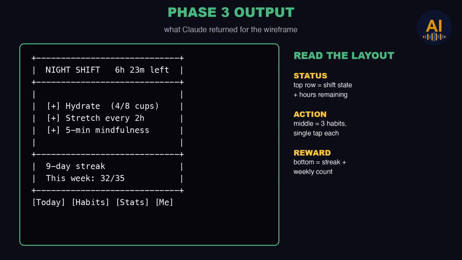Phase 3 returned this ASCII sketch of the today screen. Top row, shift status, hours remaining. Middle, 3 habits, each a single tap. Bottom, streak and weekly count. No icons, no colors. Just layout, hierarchy, primary action. From this sketch, you can answer the hard question, does the hierarchy work, before you spend a minute in Figma.